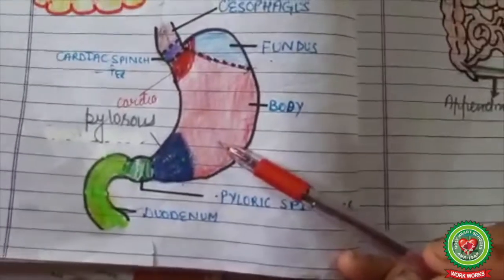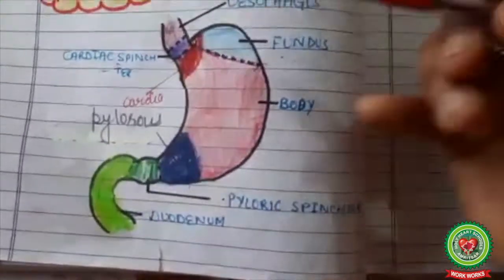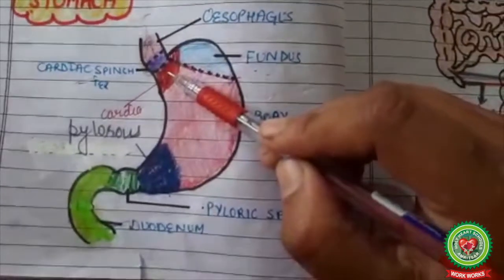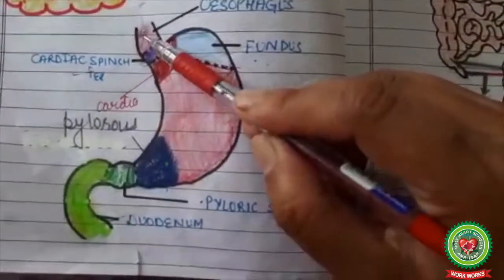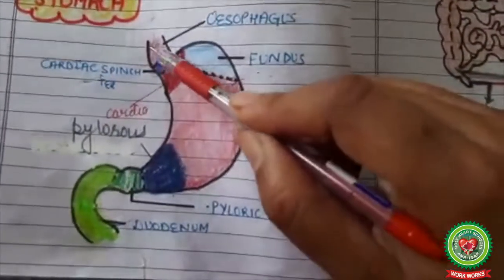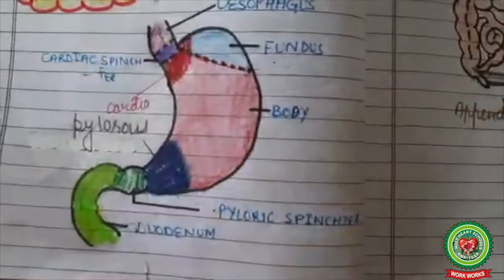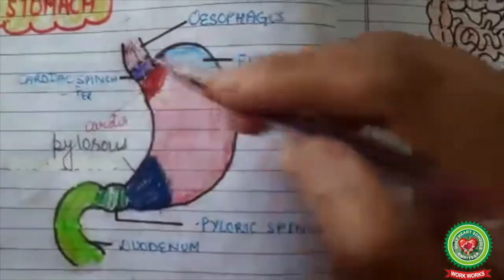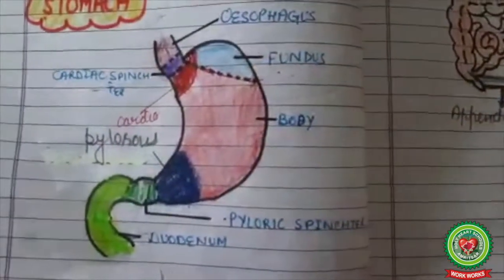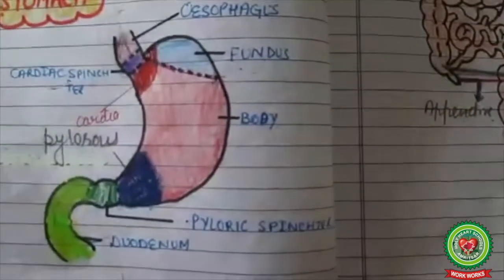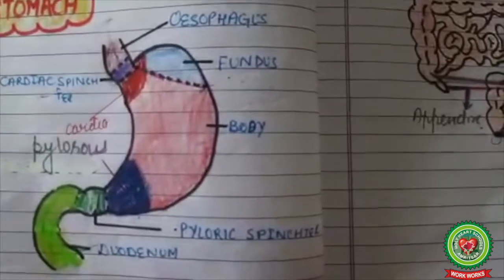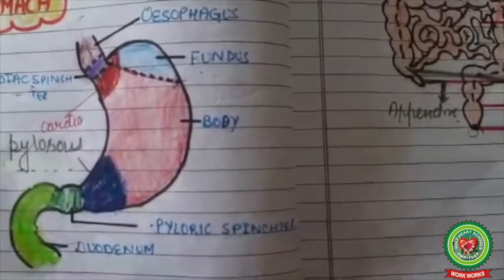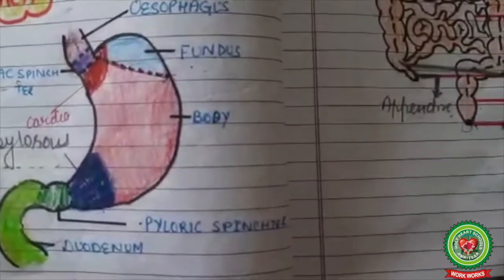But sometimes the cardiac sphincter has not closed properly, which leads to the backward flow of food into the esophagus. So food will go back into the esophagus. That backward flow is called regurgitation. There is a new term, regurgitation, which means the backward flow of food into the esophagus.